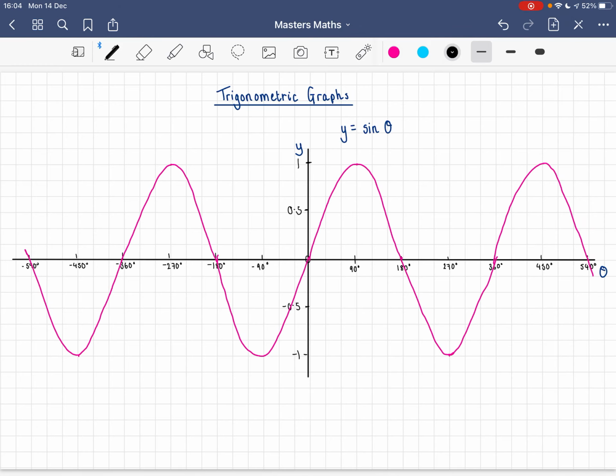Following on from all the stuff we've done on sine rule and cosine rule, we're now going to look at the graphs of the functions and how we can use them to find different values of sine theta or sine x, and which values of x or theta would give you the same answer when you put it into the function.